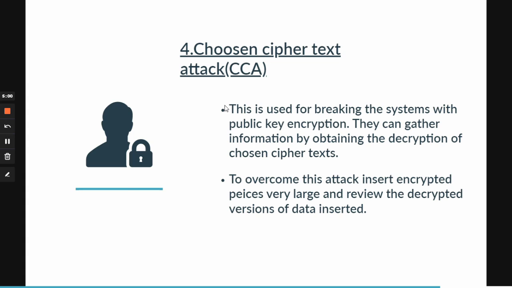So these are the four security factors, and we have come to an end of this presentation, and that's how it's done.